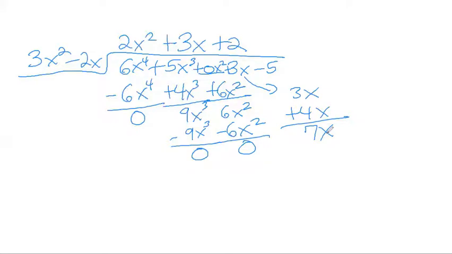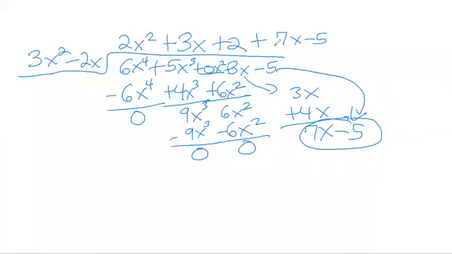Now 3x squared can't go into this. I mean, it can, but then you're going to have a negative exponent. And the reason you can't have that is because with polynomials, the exponents are always positive integers, including 0. So 0, 1, 2, 3, 4, and so on. So now this stays, and the negative 5 also comes down. So this is our remainder.